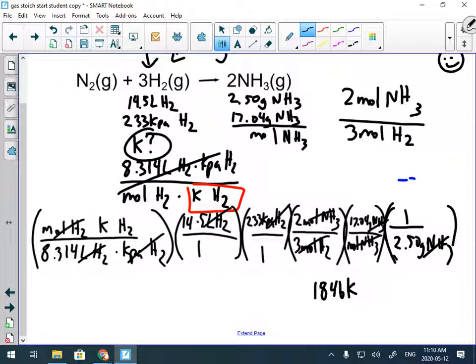14.5 times 233 times 2 times 1704 divided by, in brackets, 3 times 8.314 times 2.5. No, that is correct. That's right. Okay, so proper sig figs, 1.85 times 10 to the 3 Kelvin. Well, that's super hot, but that's the answer. It's a smoking hot thing. All right. Okay, that's one problem.